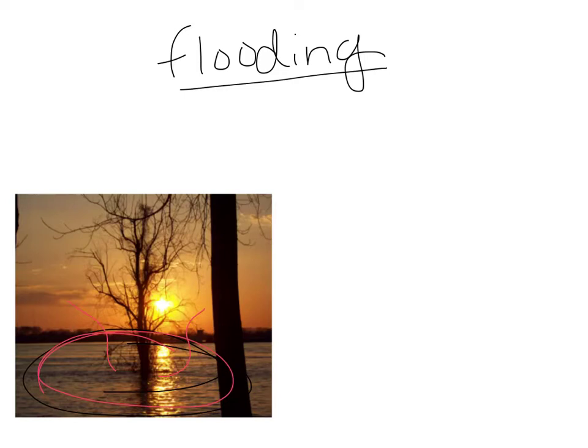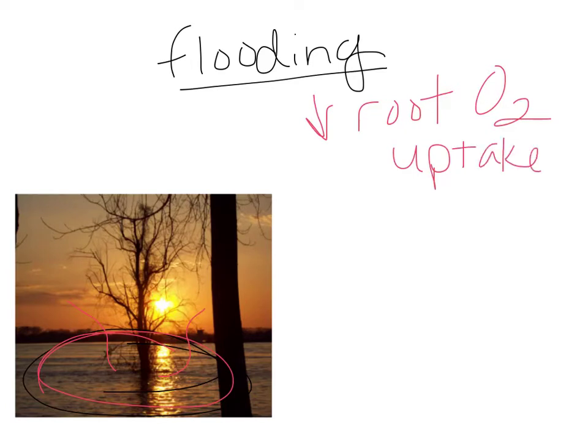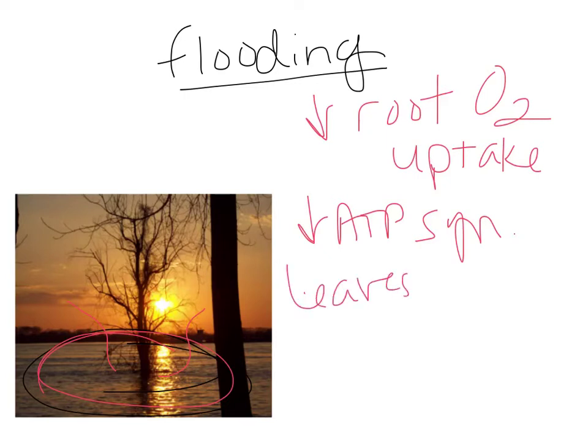so that they can be exposed to more oxygen. Because there's less oxygen uptake in the roots, like I said, you get a decrease in your ATP synthesis because you're decreasing your amount of cellular respiration. So actually, ironically enough, your leaves may dry out even though that plant is sitting there in a flood.